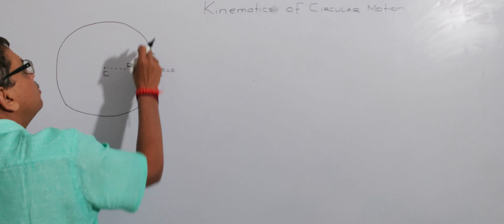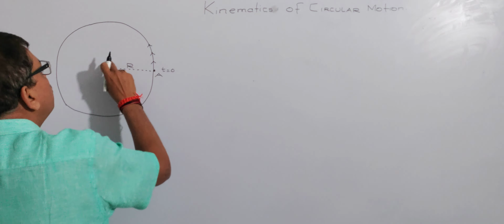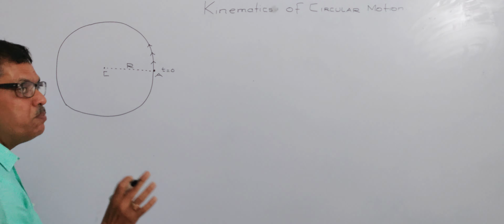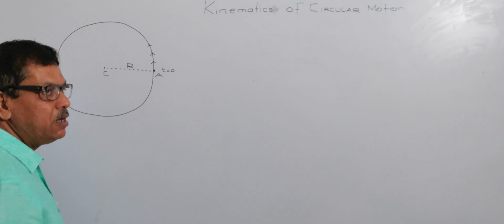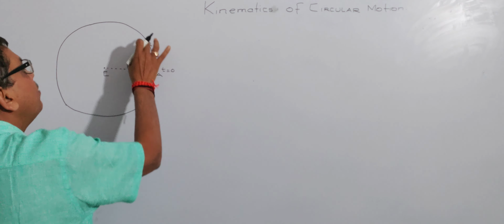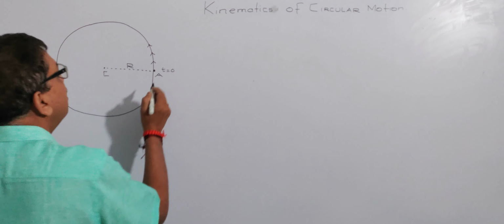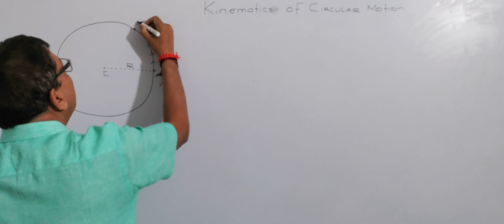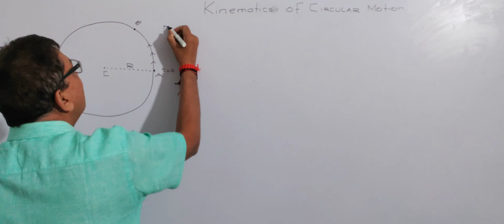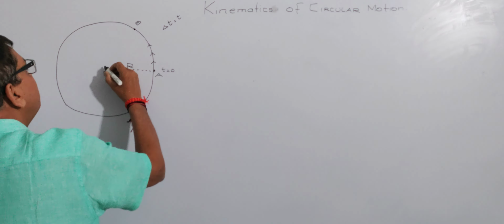As it moves, we'll observe that the position vector is changing. The magnitude of the position vector is not changing, it is equal to the radius of the circle, but the position vector is changing since the direction of the object is changing on the circular track. After delta t seconds, the object is at B.